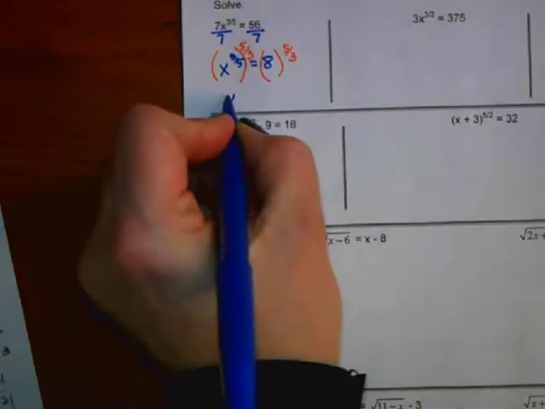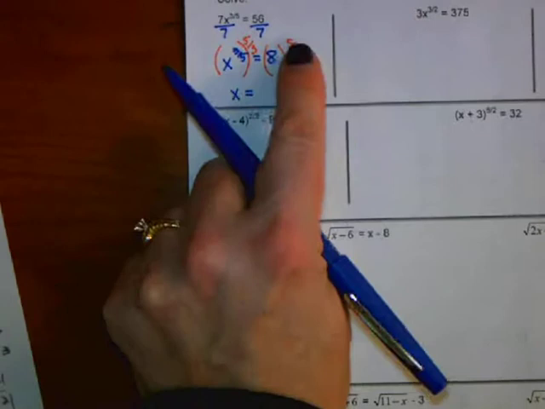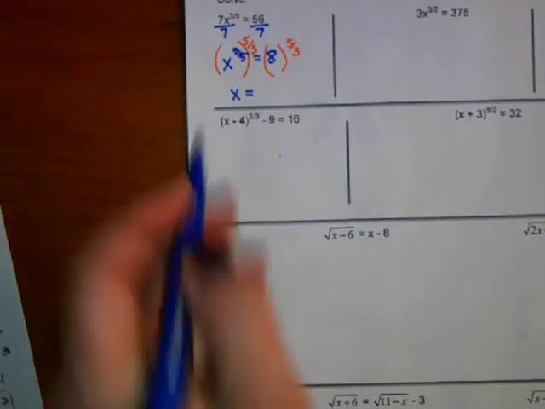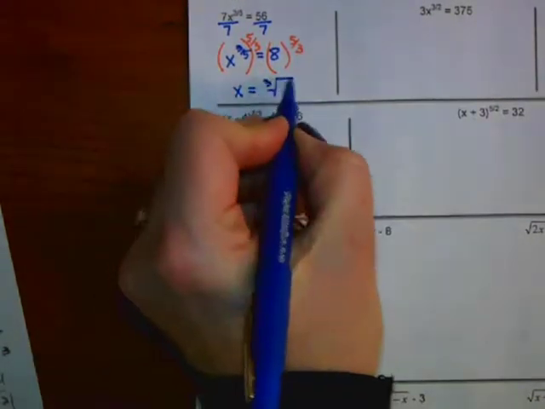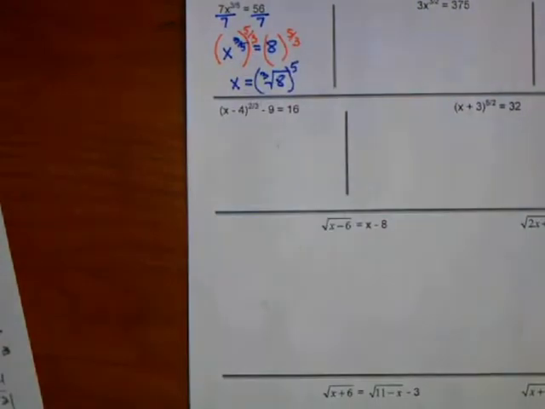So now I have this. X equals. Ready? Watch this. How can I rewrite this as a root? The cube root of 8 to the 5th. I rewrote this as a root. You got to get real comfortable with doing that.